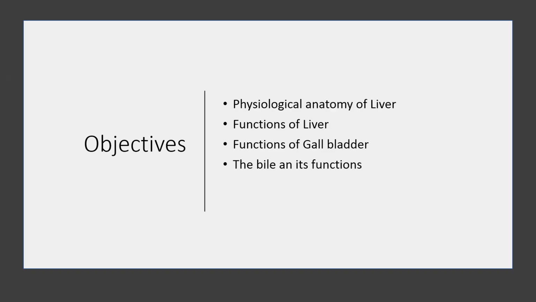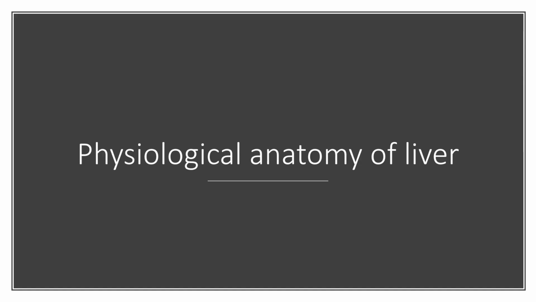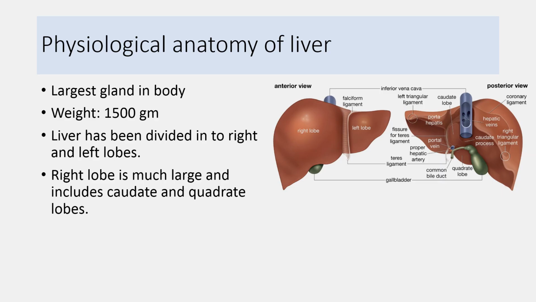Objectives of this lecture are to understand the physiological anatomy of the liver, the functions of the liver and gallbladder, and the study of bile and its functions. First of all, physiological anatomy of the liver. The liver is the largest gland in the body. The weight of the liver is 1500 gram or 1.5 kilogram. The liver is divided into two lobes, the right lobe and the left lobe. The right lobe is much larger than the left lobe and it contains the caudate as well as the quadrate lobe.